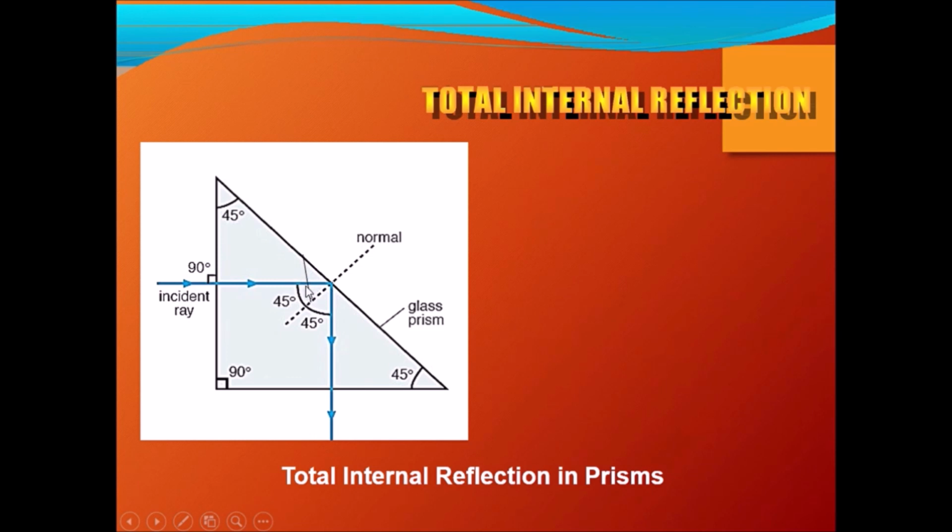This total angle is 90. This is already 45, because we saw that it is 45, 90, and this is 45. Obviously it will be 45 only. So this is 45 and this total is 90, so this angle will also be 45. Now this angle, which is 45, is nothing but the angle of incidence. So this angle of incidence here is greater than something called the critical angle.